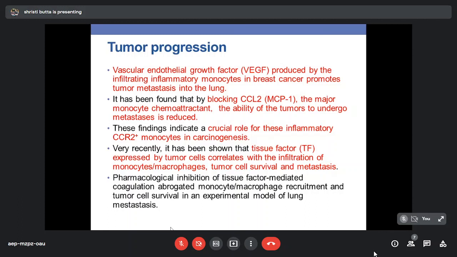Very interesting, right? Very recently, it has also been found that the tissue factor expressed by tumor cells correlates with the infiltration of monocytes and macrophages. It also correlates with tumor cell survival and metastasis. Hence, pharmacological inhibition of tissue factor mediated coagulation can abrogate the monocyte macrophage recruitment and allow for tumor cell survival.